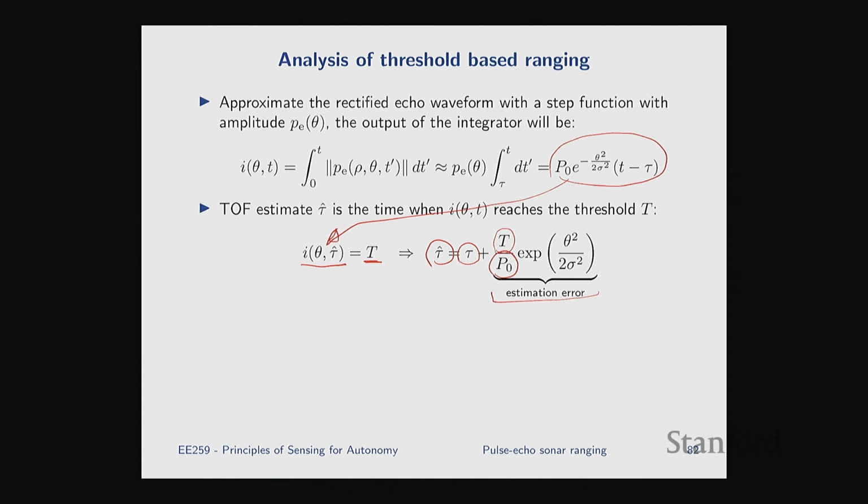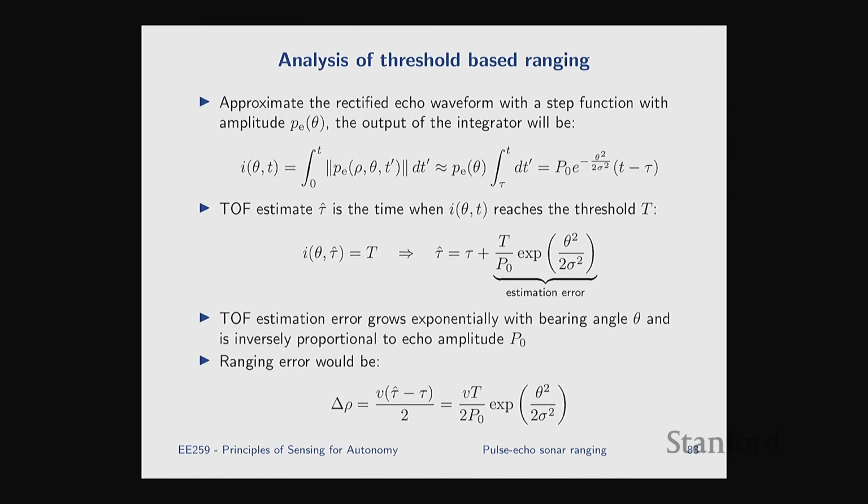And then you have this really, really concerning term here. As you see, your error is exponential in theta squared. So as you make your angle of arrival larger and larger, this error term can really, really blow up. And that's actually what happens when you do that.